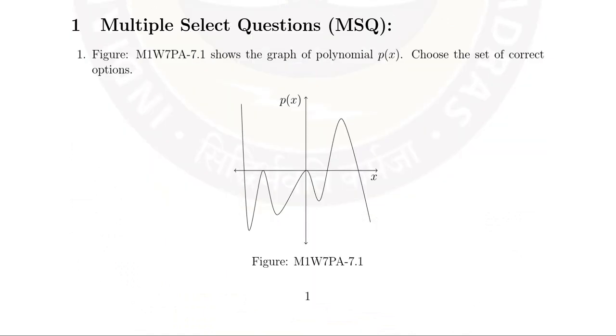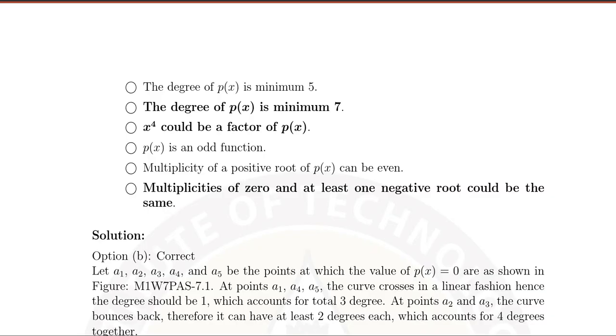Now in the first question, a figure is given to us and we are asked to find which is the correct set of options. If you scroll down to the options, we can see: the degree of p of x is minimum 5, the degree of p of x is minimum 7. So let's check which is right and which is wrong among these.